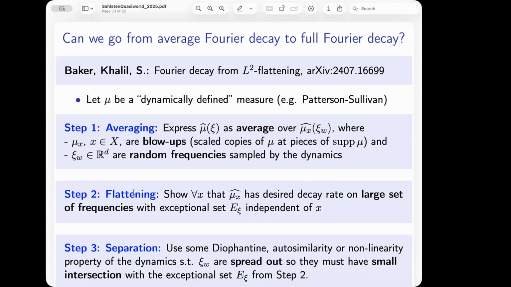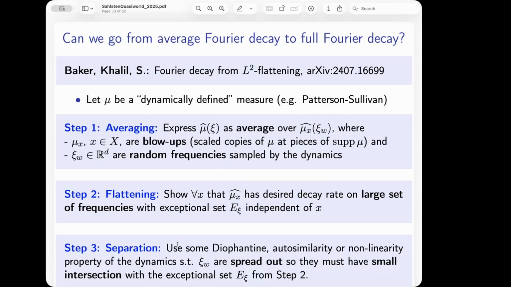The second step is flattening: you apply this flattening theorem for these measures. You try to check that they are uniformly affinely non-concentrated. For the Patterson-Sullivan measure, this is possible by using the stationarity. You can also get this for the blow-ups. It's a little bit involved, but you can do that thanks to the stationarity.